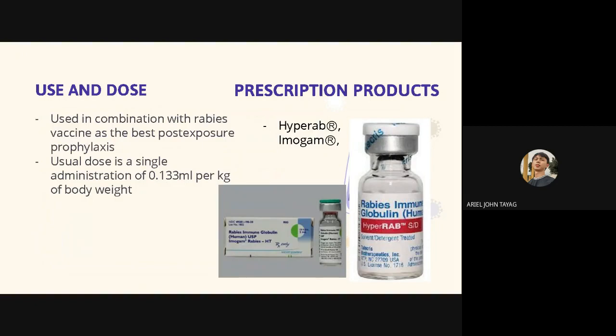For the use and dose, it is used in combination with rabies vaccine as the best post-exposure prophylaxis. The usual dose is a single administration of 0.133 ml per kilogram of body weight. Rabies immune globulin is injected into a muscle or directly into the wound of the animal bite or scratch that exposed you to the rabies virus. We have here the prescription products, the HyperRAB and the Imogam.